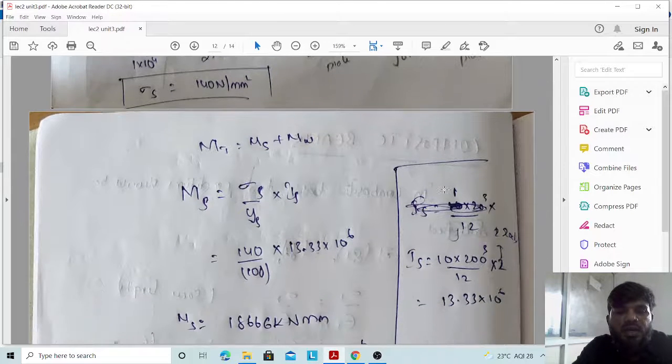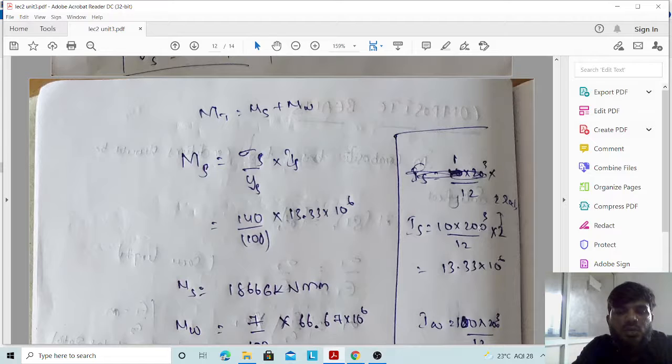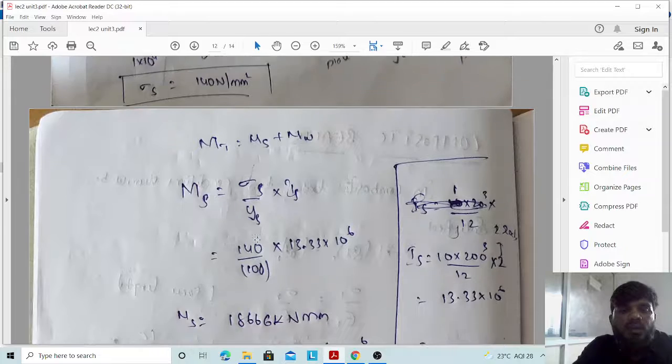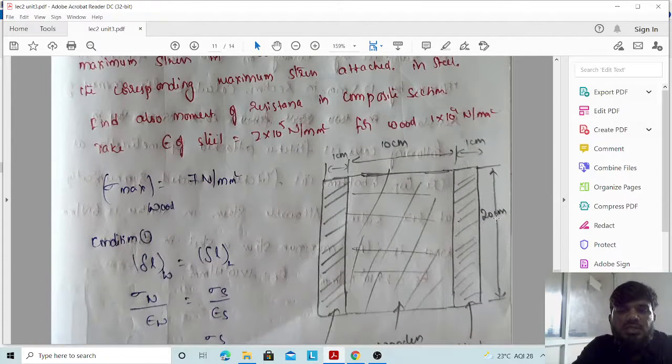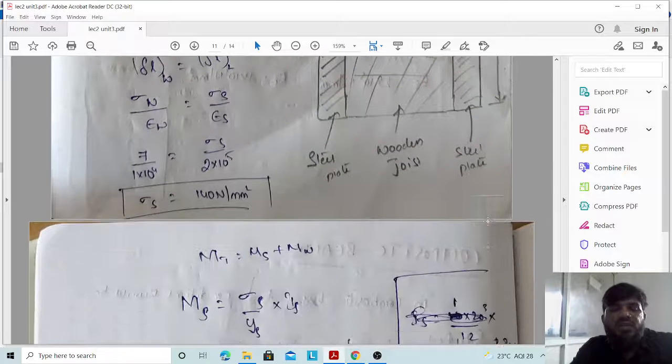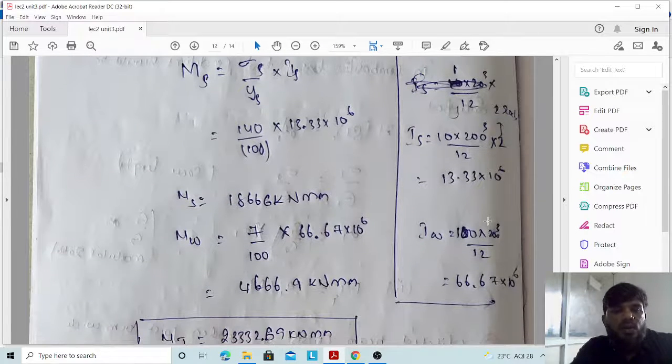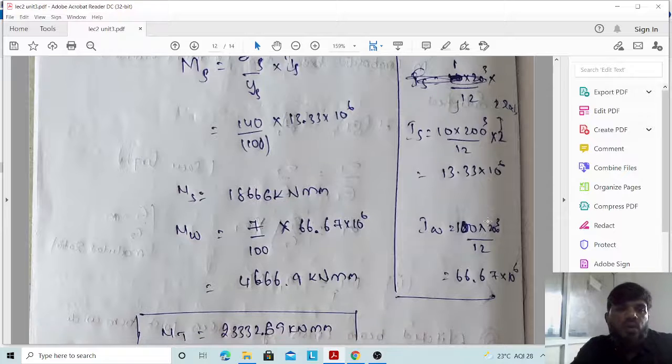So here I of steel is equal to 10 into 20 cube divided by 12, into 2, because there are two sections. Steel is on either side of the wood, so it is multiplied by 2. This Y, that is YS, is half of the depth. Since this is 20 centimeter, the total length is 200 mm, and half of it is 100. So we have taken 100 as the value of Y max, and from that you can calculate MS, the moment of resistance for steel.